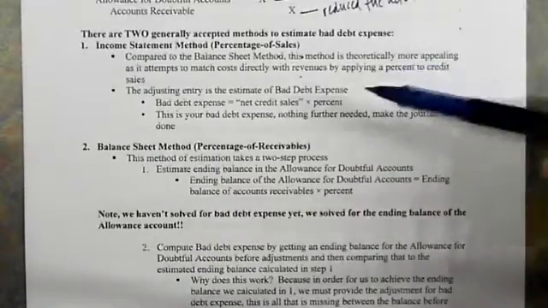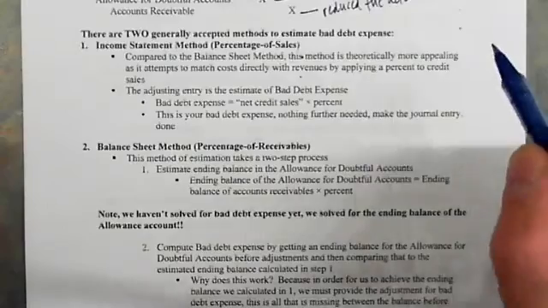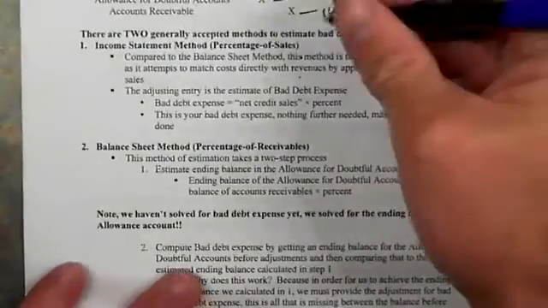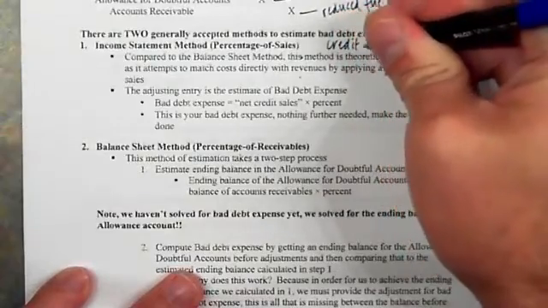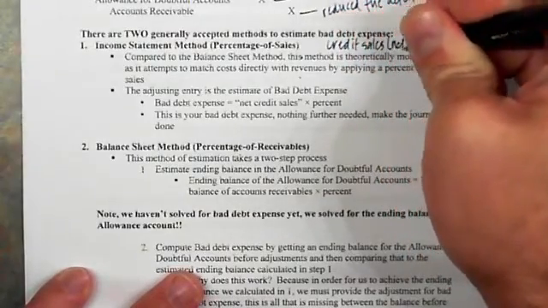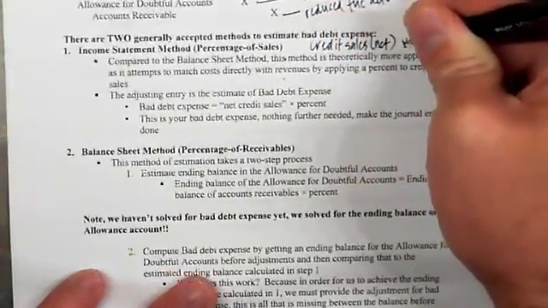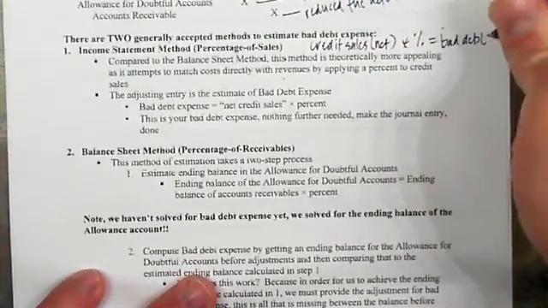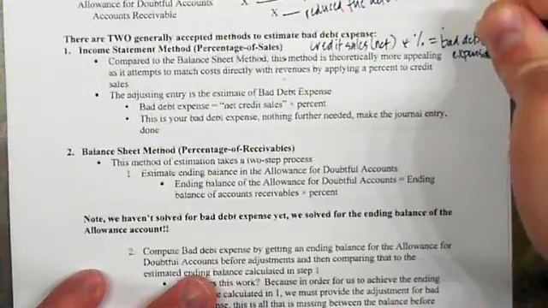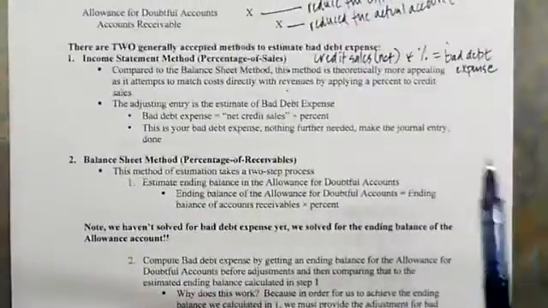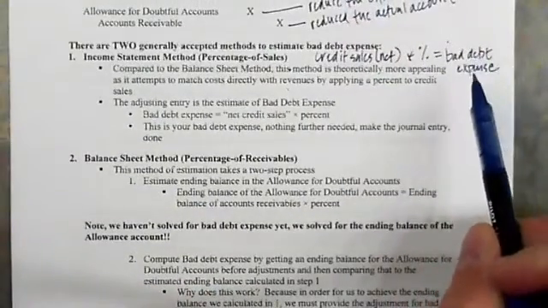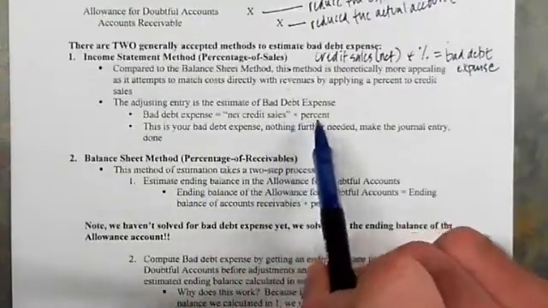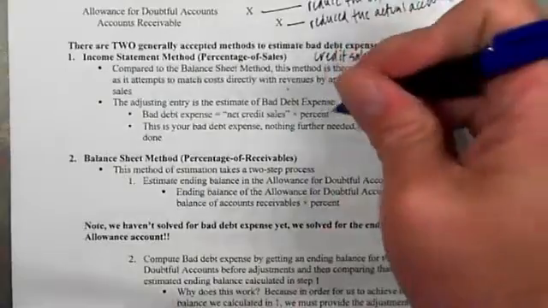Compared to the balance sheet method, the income statement method is theoretically more appealing. Why? Because we take a revenue item, net credit sales, and apply a percent to directly establish my bad debt expense. So we have a very direct correlation between the revenue and the expense we want to match to the revenue. Bad debt expense equals net credit sales times a percent, whatever the historical percent.